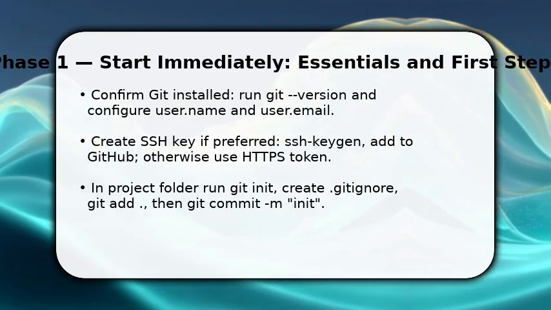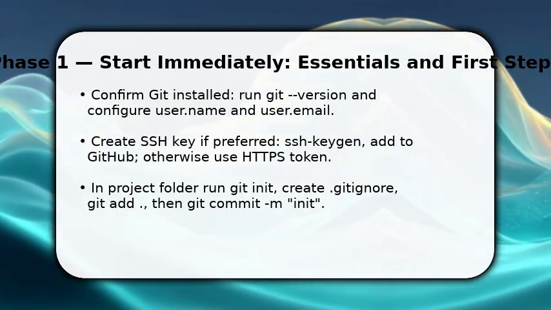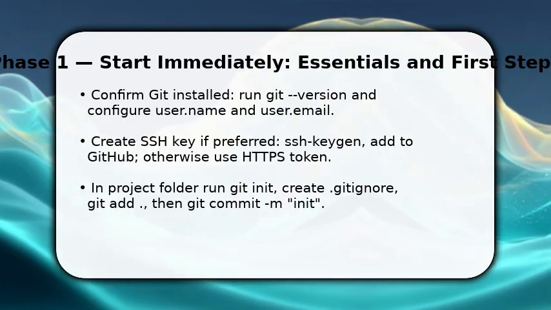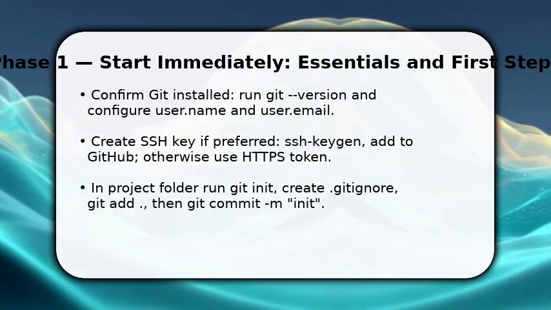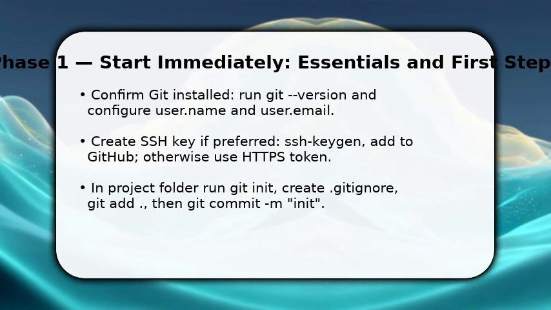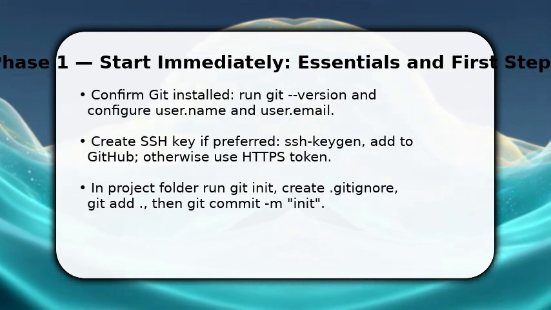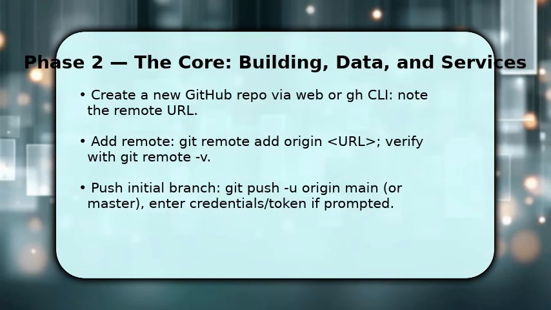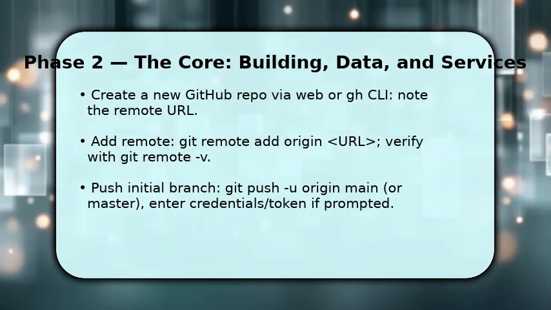In your project folder, start the process. Git init, add a concise .gitignore, stage files with git add, and make an initial commit, so the repository has history before connecting to GitHub. Now you connect your local repo to GitHub and push history.